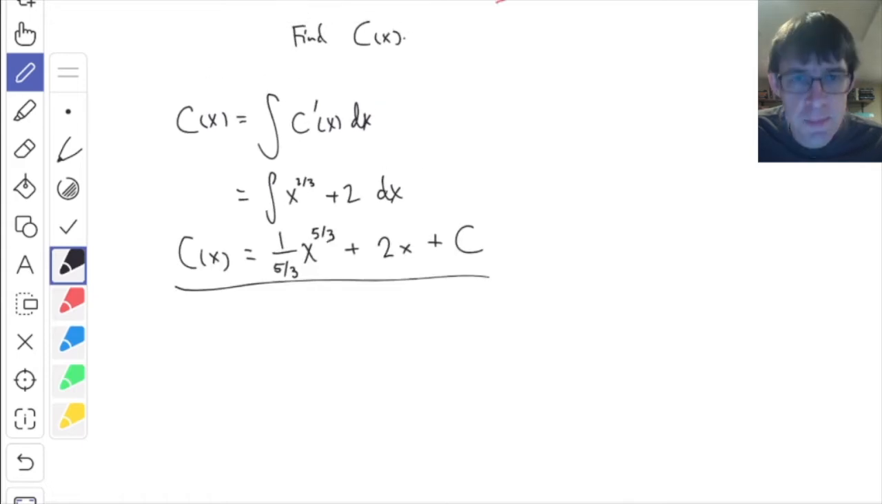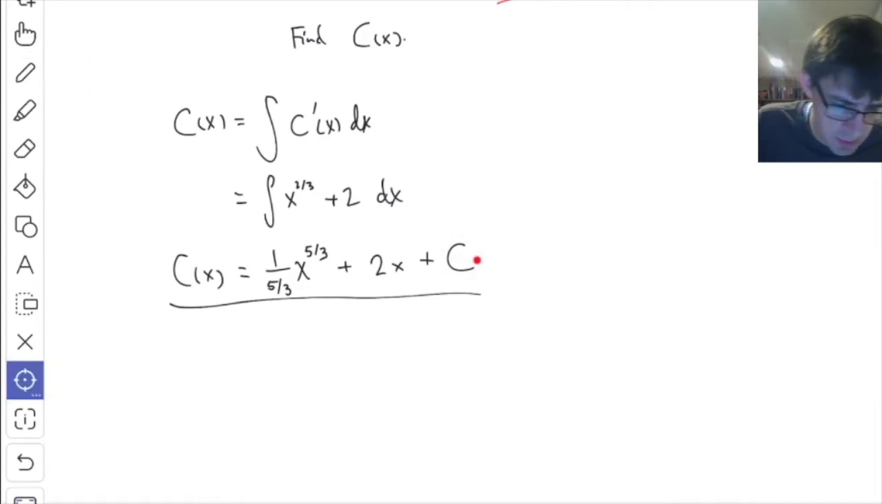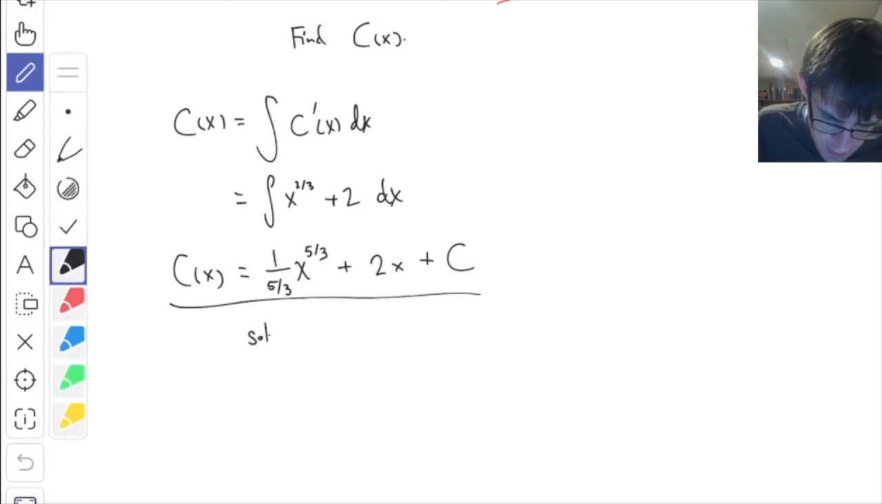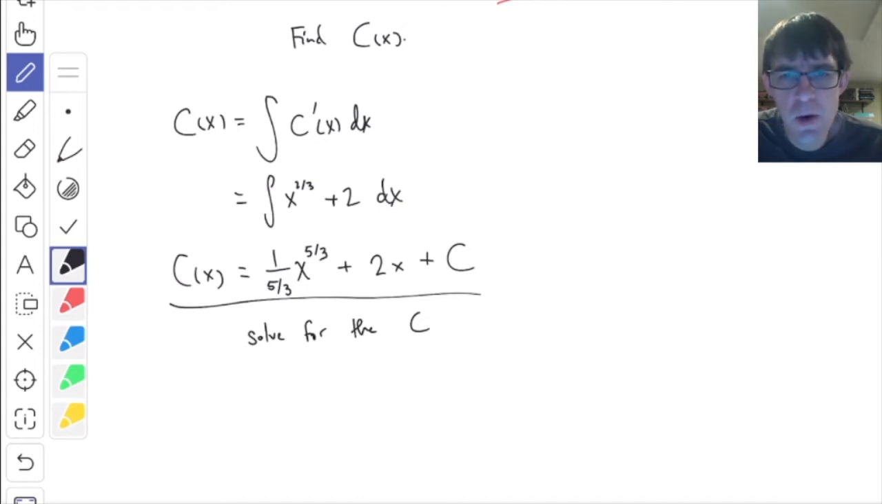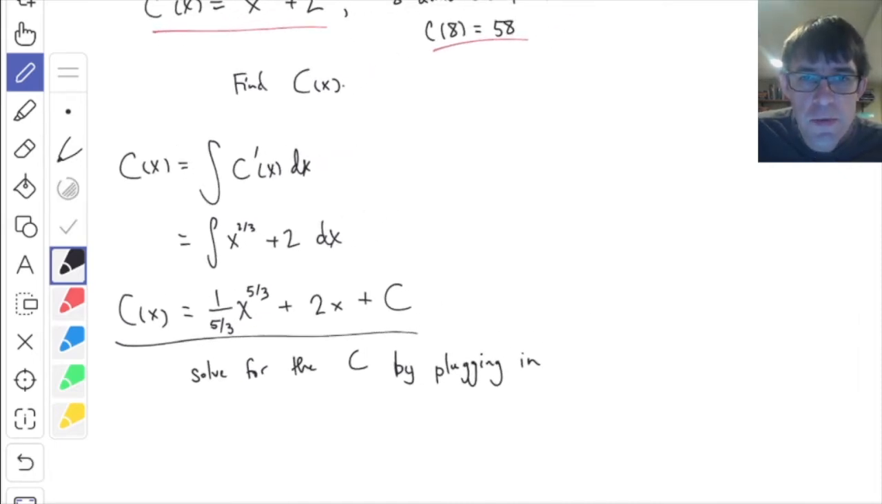Now our job in this problem was find c of x. So this is basically the answer, although there's one last step, which is we have to figure out what the c is. So the last step of this is to solve for the c. This plus c in previous sections has made almost no difference at all. It's just a thing I said, don't forget the plus c. This is the first time it's really been important, in this initial value problem section. Solve for the c. How do we do that? We do that by plugging in the initial value, or that one other value that they gave us. In this problem, it was c of 8 equals 58. You can see it at the top there.